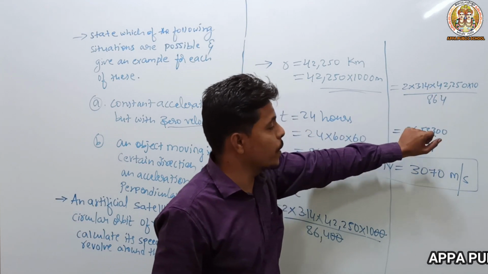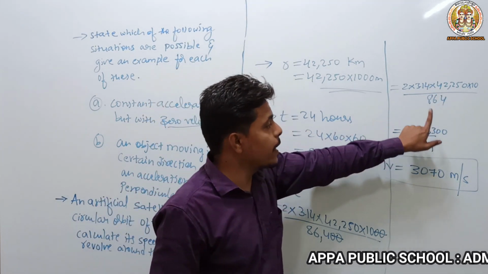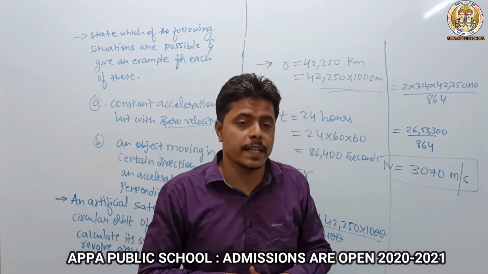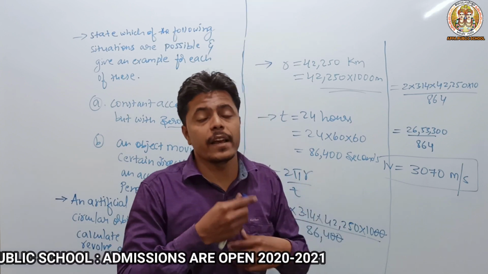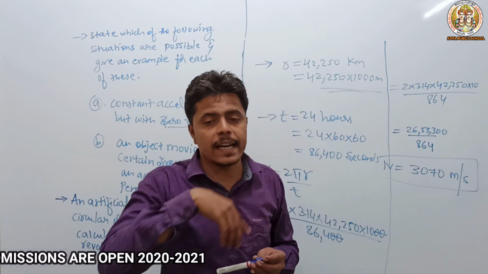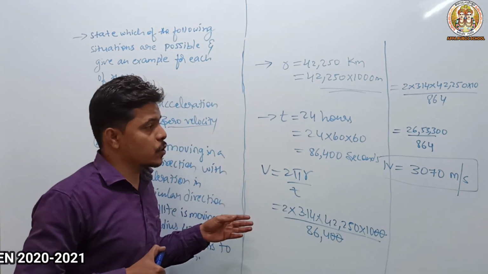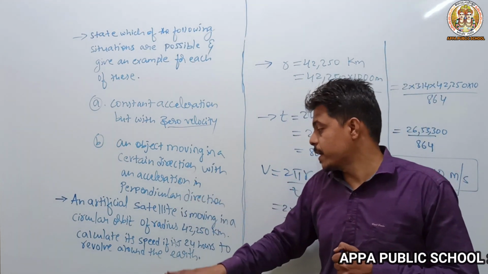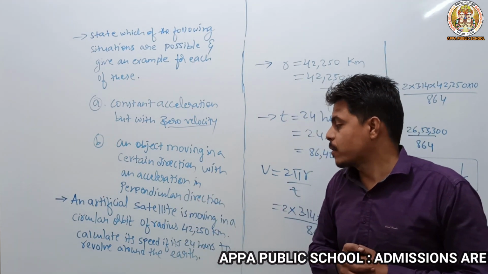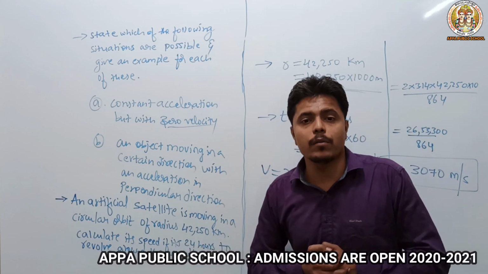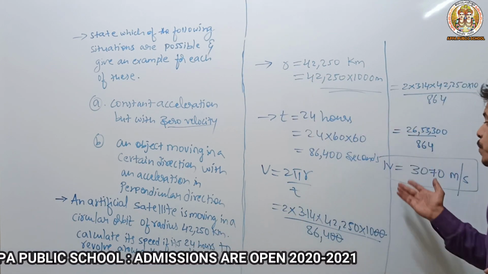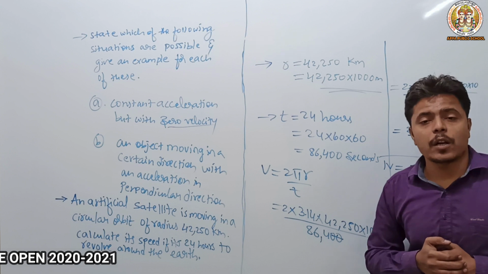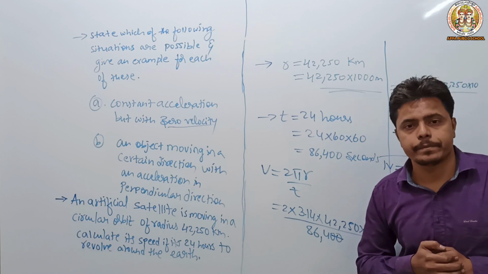When you multiply this, you are going to get 26,53,300 divided by 864. When you divide this, the final answer you are going to get is 3070 meter per second. This is the final velocity with which the artificial satellite is moving around the earth. So these are the solutions for question 10: an artificial satellite is moving in a circular orbit of radius 42,250 km. Calculate its speed if it takes 24 hours to revolve around the earth. With these steps we have solved, and we have got the velocity of the satellite, that is v is equal to 3070 meter per second.